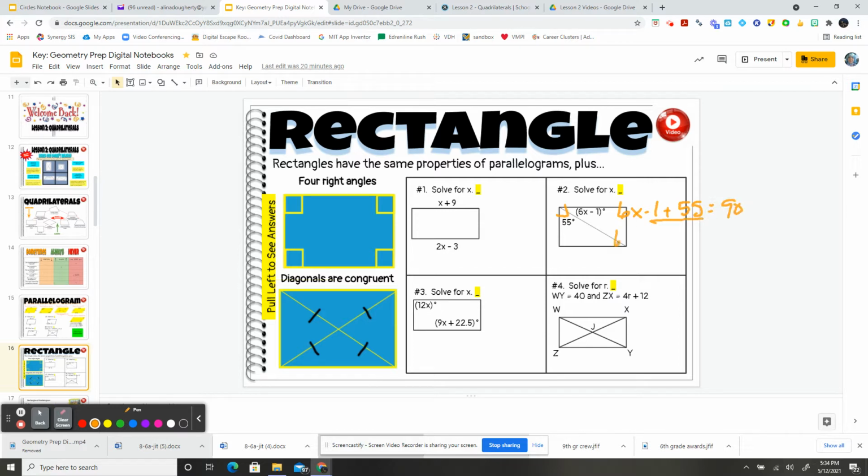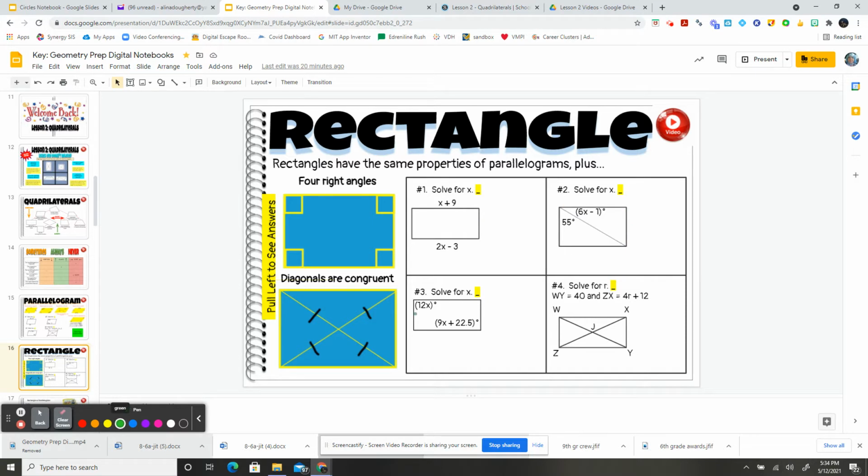I combine my like terms. 6x plus 54 equals 90. Subtract the 54 from both sides. And 6x equals 36. Then I divide by 6 on both sides, and x equals 6. So up here for number 2, x equaled 6 because of my right angle, and over here I think x equaled 12, right? I'm going to erase everything again so we can see 3.